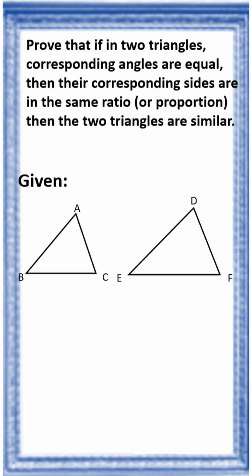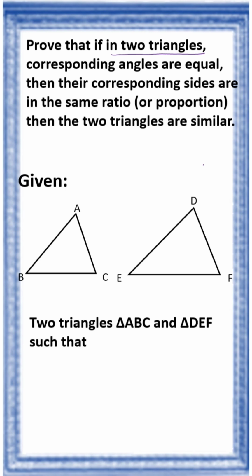What has been given? In two triangles. So now let us have two triangles. I have already sketched them. Triangle ABC and triangle DEF, such that corresponding angles are equal. Meaning angle A is equal to angle D, angle B is equal to angle E, angle C is equal to angle F. Please look at the figure also while learning.